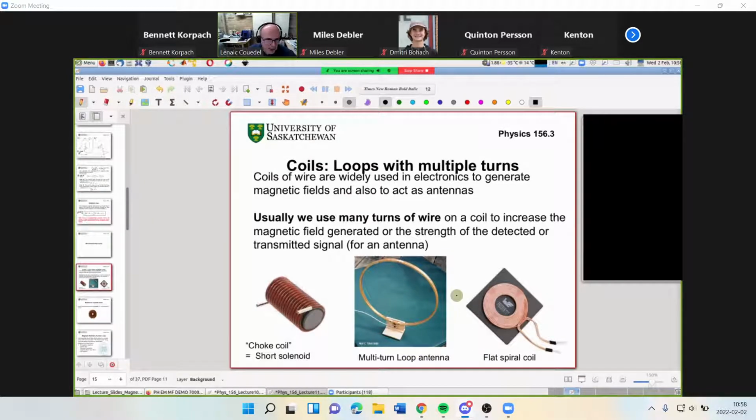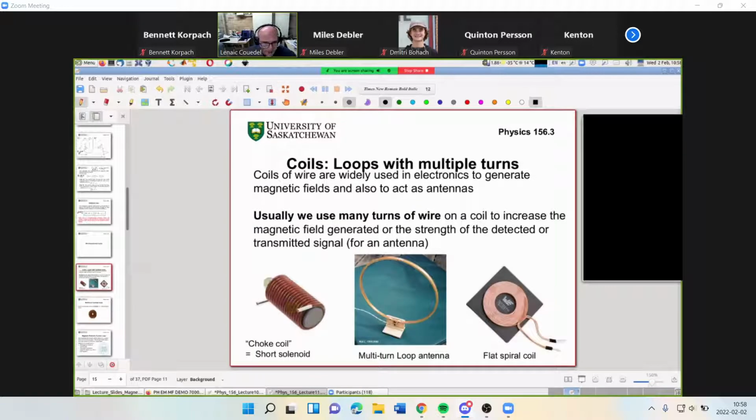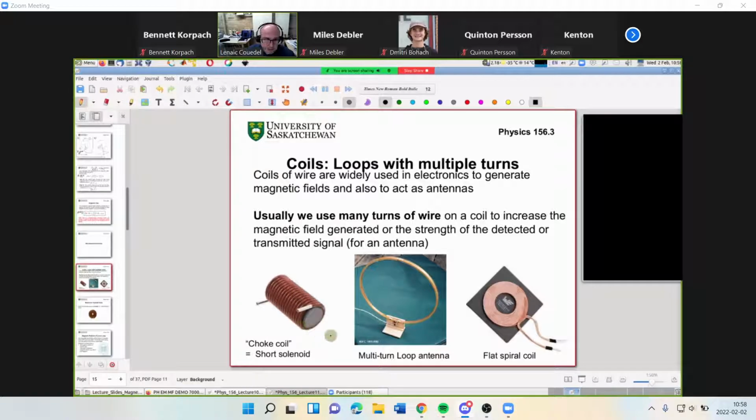And there is another type of winding, which is a multi-turn toroidal coil. Basically, you take this coil here, you bend it over itself, and you obtain this donut-shaped coil, which we call a toroid. Now what we want to know is what is the magnetic field created by this kind of configuration.